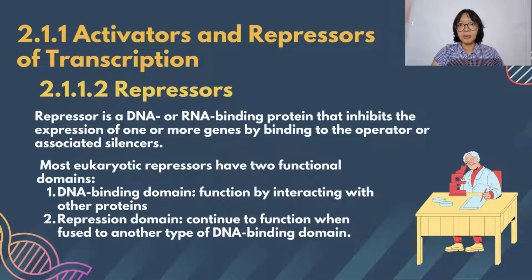A repressor is a DNA or RNA binding protein that inhibits the expression of one or more genes by binding to the operator or associated silencers. DNA binding repressors function by blocking the attachment of RNA polymerase to the promoter, thus preventing transcription of the genes into messenger RNA. RNA binding repressors bind to the mRNA and prevent translation of the mRNA into protein. This blocking or reduction of expression is called repression, and they have two functional domains. The first one is DNA binding domains, which function by interacting with other proteins, and the second one is repression domains that continue to function when fused to another type of DNA binding domain.